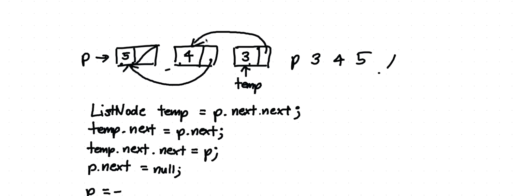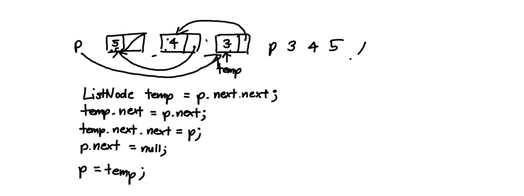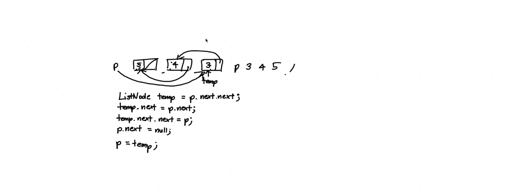So that means P is going to point to the same place temp is pointing to, like that. So our final result is P points to 3, 3 points to 4, 4 points to 5, 5 points to null. All right, we got our final result. I'm gonna scroll up a little bit. So yep, there's our final result, and notice that it matches our intended result.